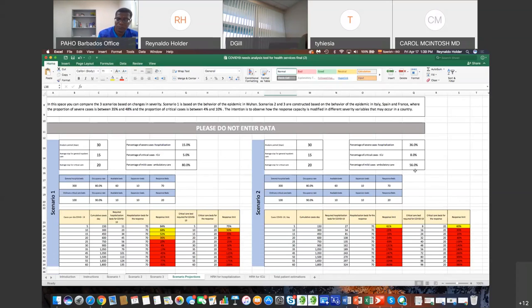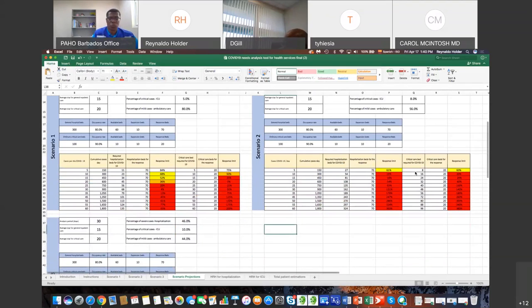So we have to take into consideration when we do these analyses the configuration and demographics of the population in different countries. Wuhan had a population with a higher degree of younger people. Spain, France and Italy have a higher percentage of senior citizens, people above 60 years and more, and that also plays a role in the demand for care. So in Spain and France, which is scenario number two, this was the configuration and these were the results. As you can see, their capacity from the very beginning was threatened and was rapidly overwhelmed.